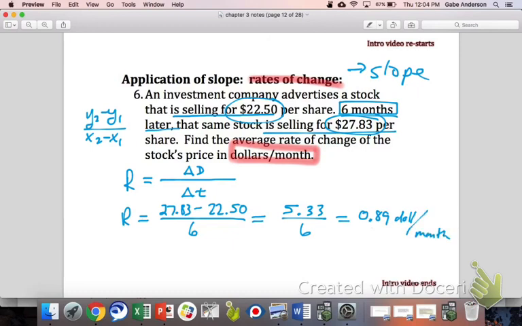So you could say that on average, the price is going up 89 cents per month if you wanted to. This does say in dollars per month, and so that's why I used these units of dollars.